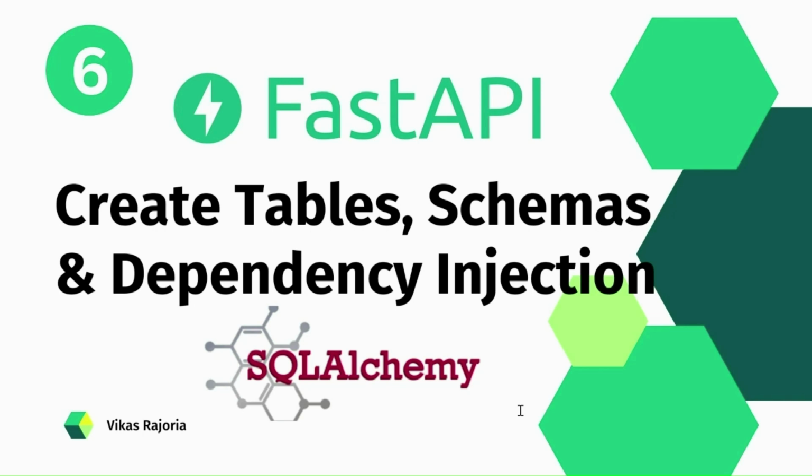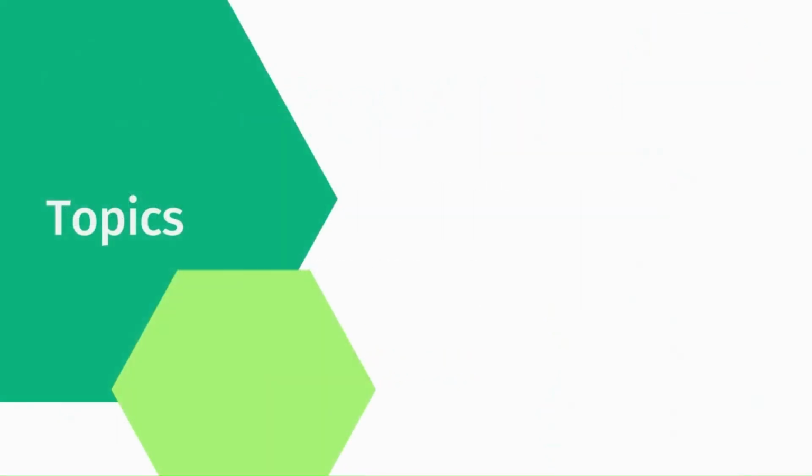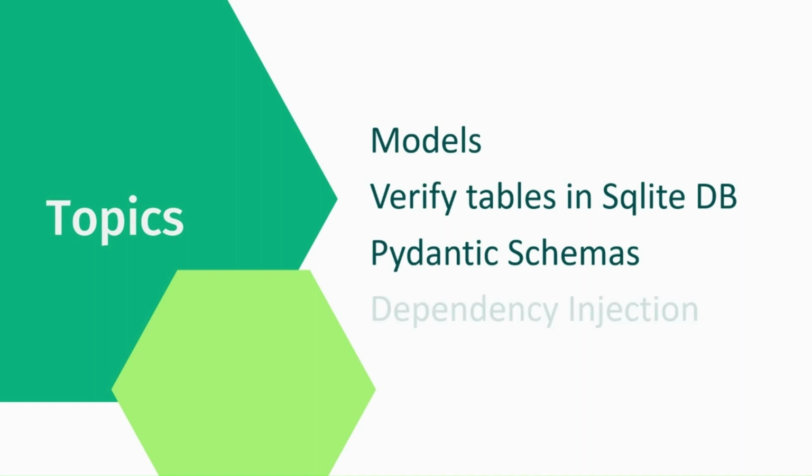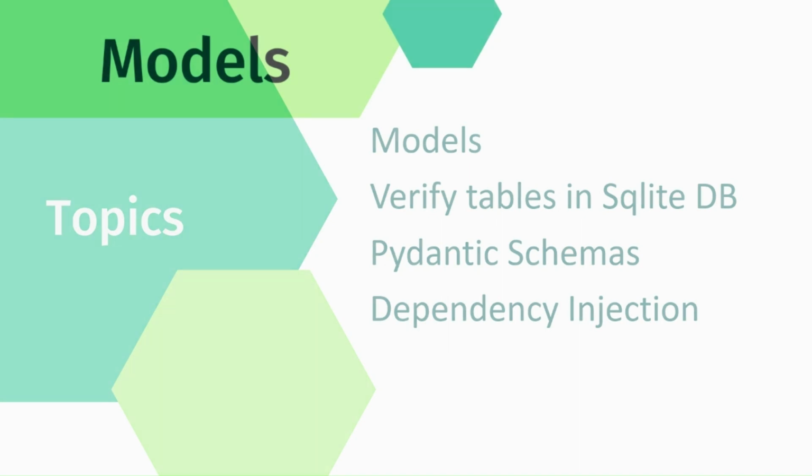We have already done the database connection, created the session, and also created the base class for all the tables and updated our main.py file. Now in this video, we will see how to create models for our table, followed by verification of tables in SQLite database. Then we will see how to create Pydantic schemas. Finally, we will understand the dependencies and create dependency injection in FastAPI.